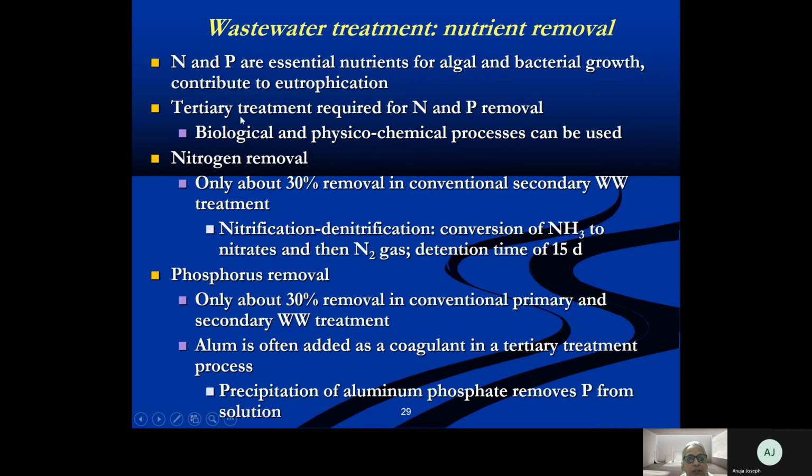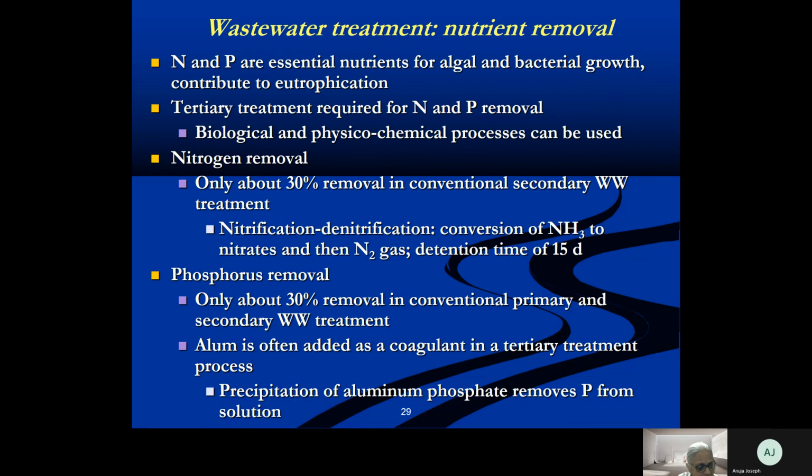Okay, so this treatment, tertiary treatment, is required for nitrogen and phosphorus. It can be done either biologically or using physicochemical processes. If you're trying to remove nitrogen, the best way is nitrification, denitrification. I've talked about nitrification. Nitrification means ammonia going to nitrite and nitrate. And denitrification means that the nitrate is then, along with an organic source, converted to nitrogen gas.